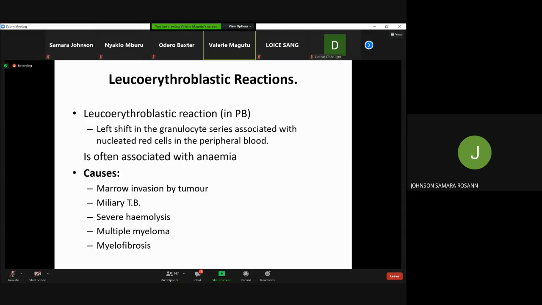We can also have a leukoerythroblastic reaction, where we have a left shift in the granulocyte series associated with the appearance of nucleated red cells in peripheral blood. So if you remember, the red cells from hematopoiesis extrude their nucleus and their organelles just before they go into circulation. So they usually don't have a nucleus in circulation. So the appearance of a nucleated red cell is an abnormality. And then the left shift, remember we usually just see segmented forms and at most band forms, if you remember your hematopoiesis lectures. But if we see an increase in the number of band forms or earlier precursors, we will consider that a left shift.